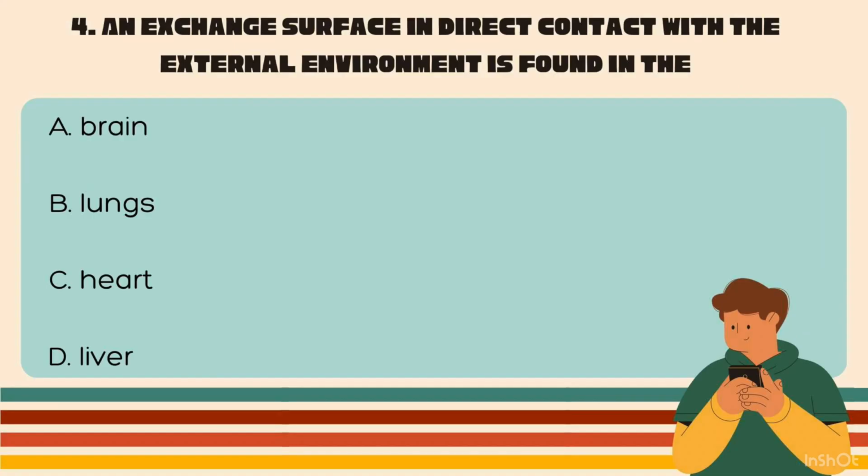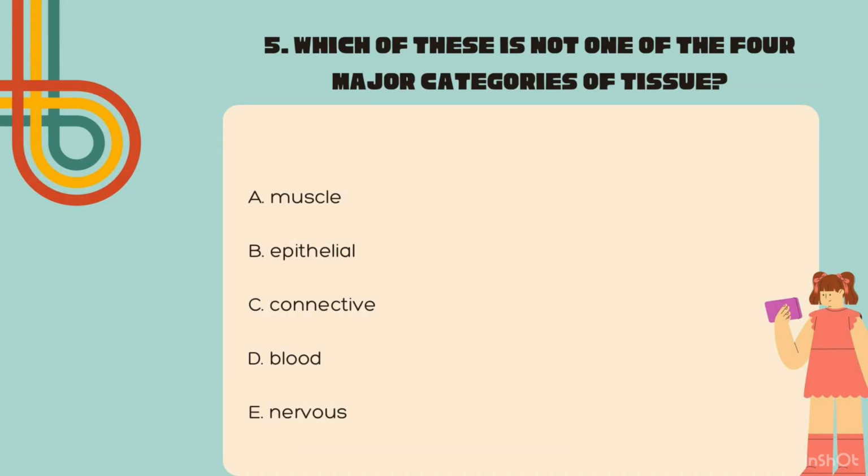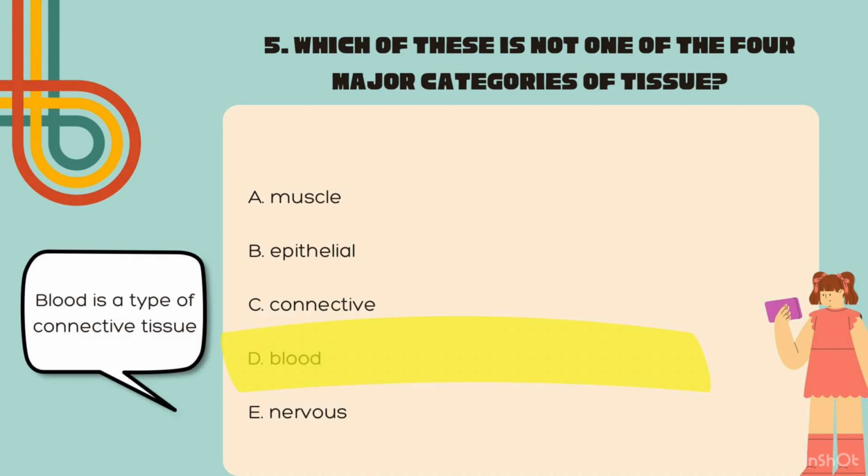So number 4, an exchange surface in direct contact with the external environment is found in the B, lungs. This is because lungs are part of the respiratory system. Alright, number 5. Which of these is not one of the 4 major categories of tissue? The answer for this is going to be blood. Blood is a type of connective tissue, not a major tissue.